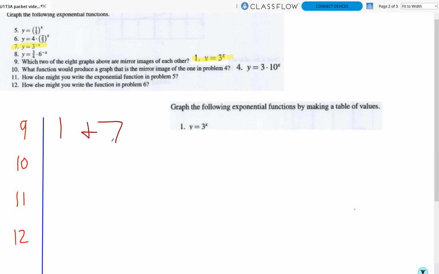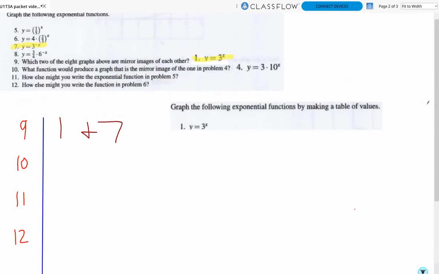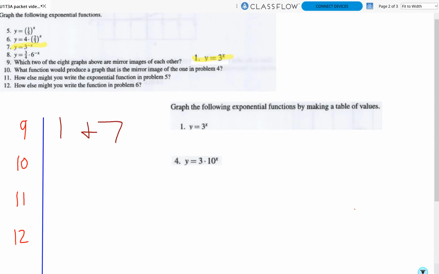For number 10, which function would produce a graph that's a mirror image of the one in problem 4? 3 times 10 to the x. Sorry, I was briefly interrupted.